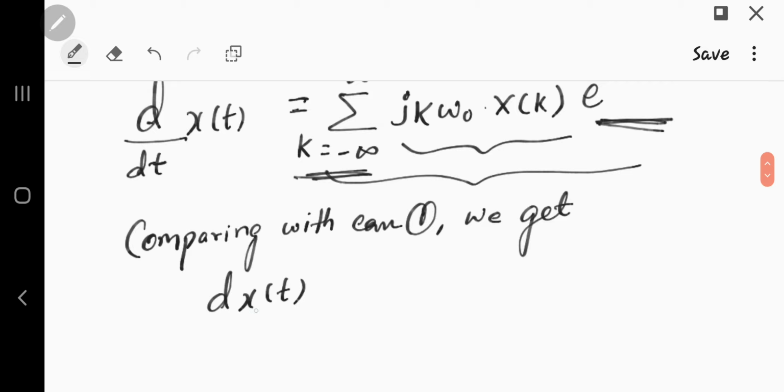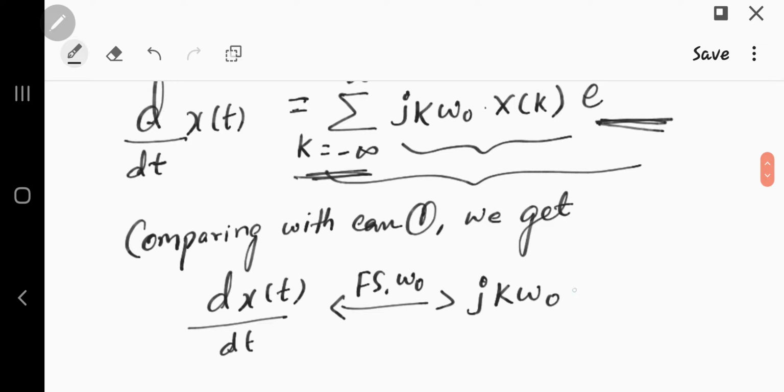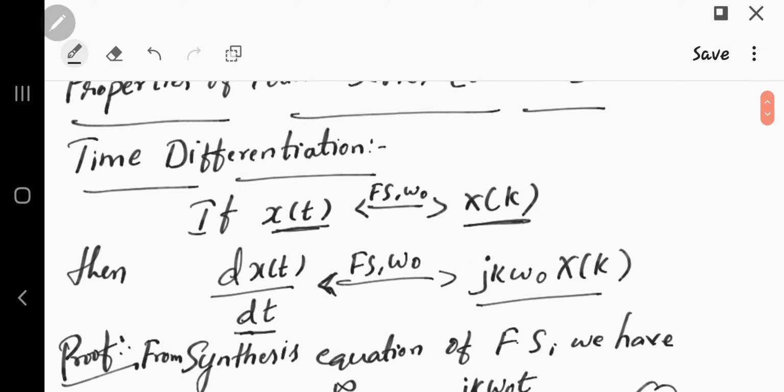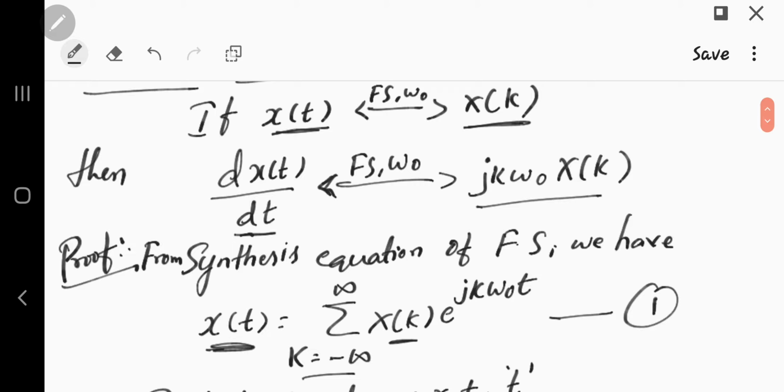dx of t by dt, or we can write precisely, the transformation of this will give j k omega naught into x of k. Okay. So if x of t is transformed through Fourier series, we will get x of k. Then if the differentiated version of x of t is transformed through Fourier series, then you will get j k omega naught into x of k. So that is the meaning of this property here.